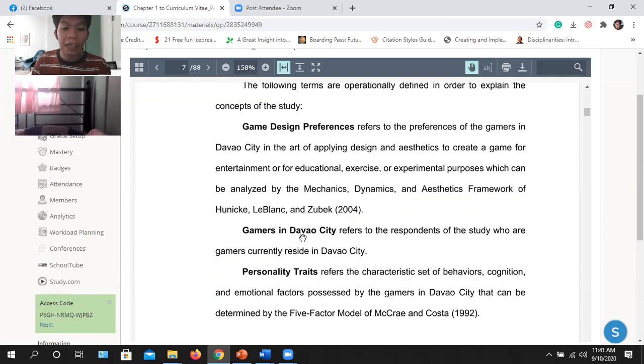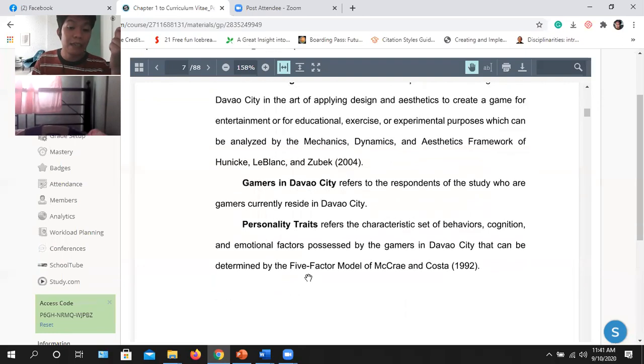As well as this one, the gamers in Davao City. It refers to the respondents of the study who are gamers currently residing in Davao City. Personality traits, again, there are a lot of personality traits that can be used for the study, but it should be specified. Refers to the characteristic set of behaviors, cognition, and emotional factors possessed by the gamers in Davao City that can be determined by the 5-factor model of McCrae and Costa, 1992.